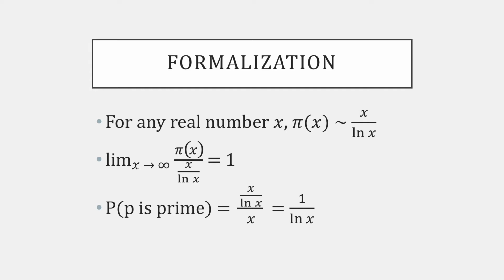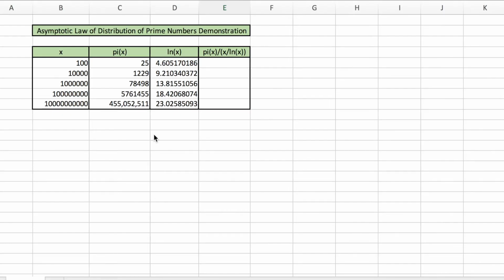To illustrate this notion a bit more concretely, I'm going to go ahead and switch over to Excel. I've created a chart here, and in my first column, I have listed steadily increasing values of real numbers x. In the next column, I've computed the pi of these numbers x. So for example, I have in my first space that the pi of 100 is 25, in my second space that the pi of 10,000 is 1,229, and so on and so forth.